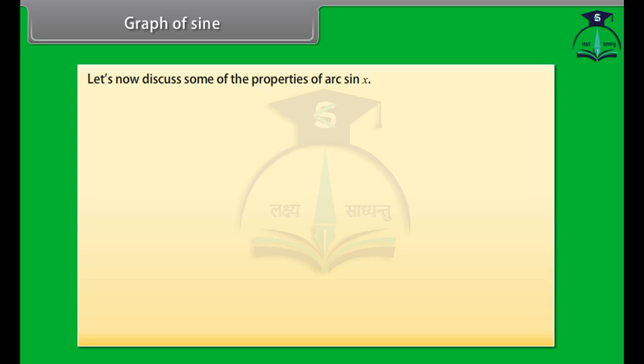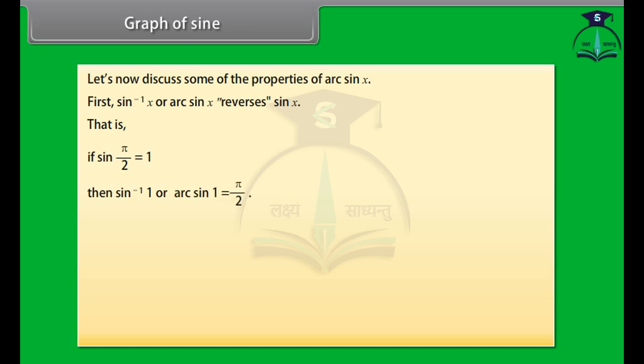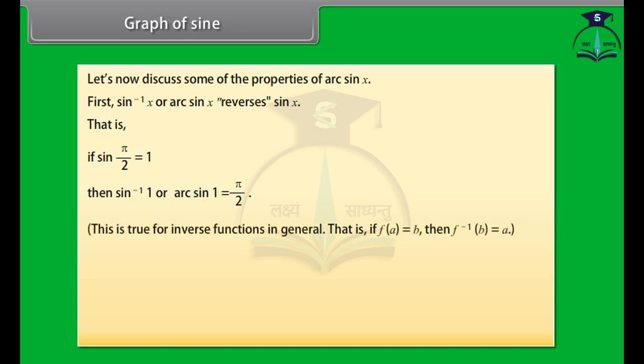Let's now discuss some of the properties of arc sine x. First, sine inverse x or arc sine x reverses sine x. That is, if sine pi by 2 is equal to 1, then sine inverse 1 or arc sine 1 is equal to pi by 2. This is true for inverse functions in general. That is, if f of a is equal to b, then f inverse of b is equal to a.